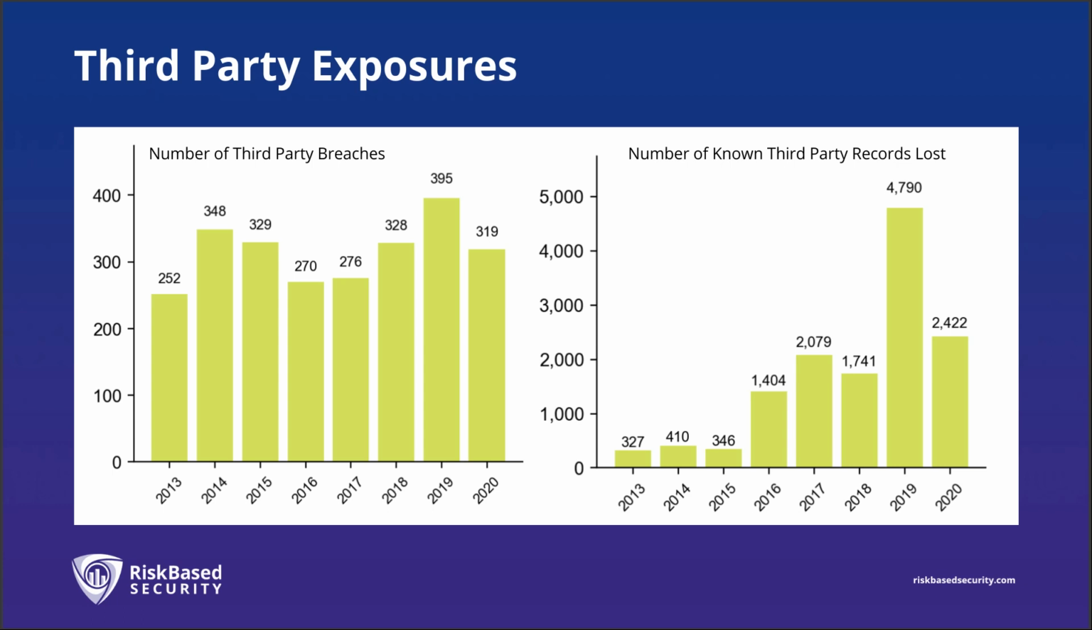So it's a B2B type of relationship, and for reasons that happen, that particular organization is popped, and the data that is compromised is not only their own data, but also the data that belongs to their business customers. And what we saw in 2020 was a slight decline in the number of those breaches that impacted third parties. It dropped to 319 from 395.